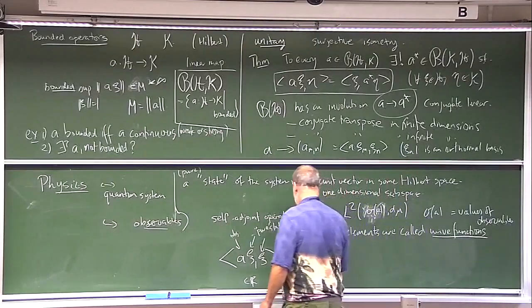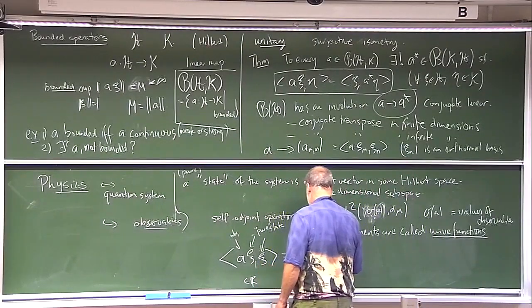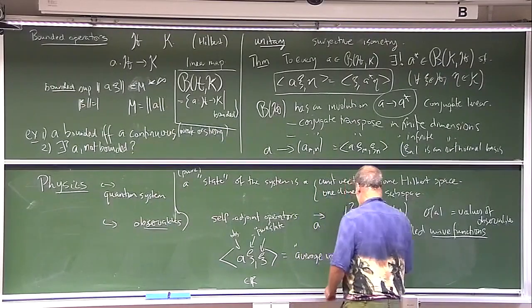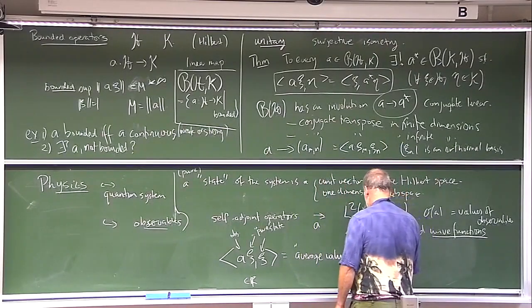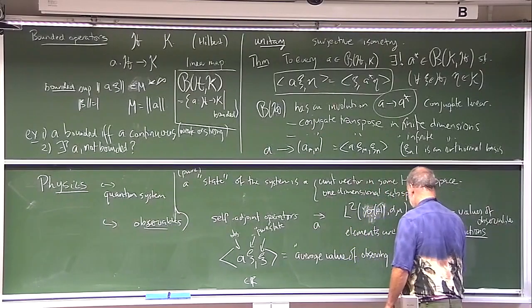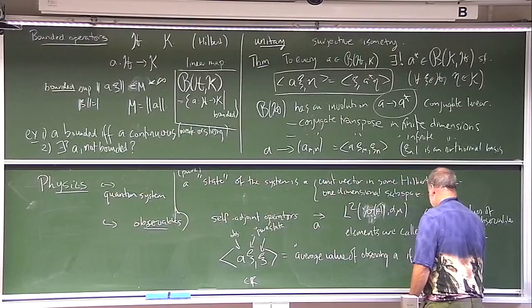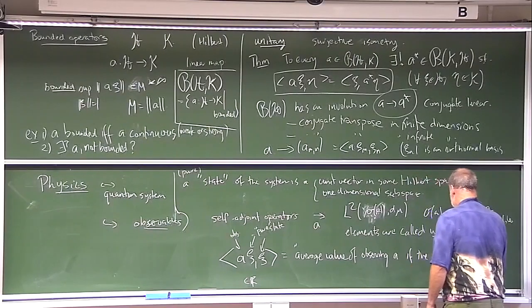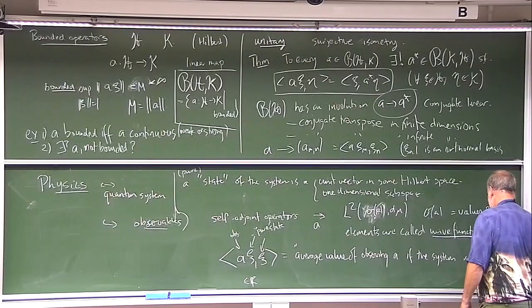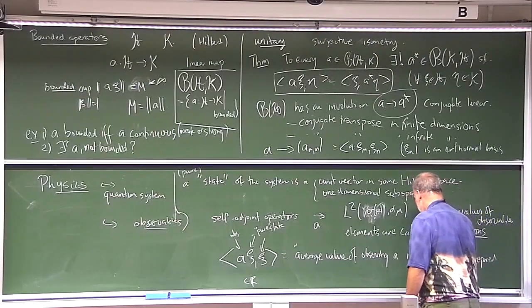And it's the average value of the observation of observing A, if the system, and I haven't said what that is either, is prepared in the state ψ, in the state.